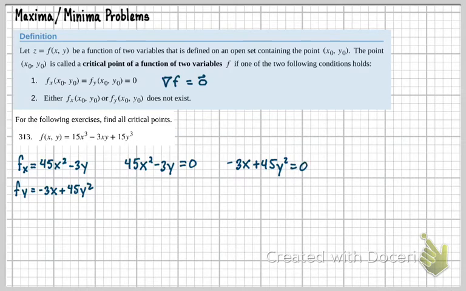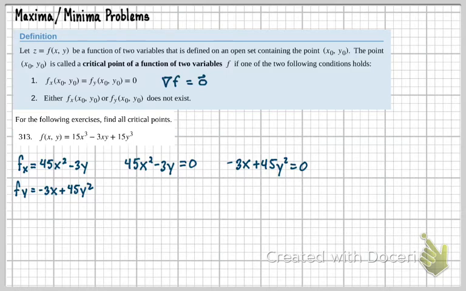So in most cases, when we have a system of two equations, two unknowns, the method that we usually use, that always works for almost everything, is substitution. So I'm going to solve one for the other. That means I'm going to move the 45 over to the other side.